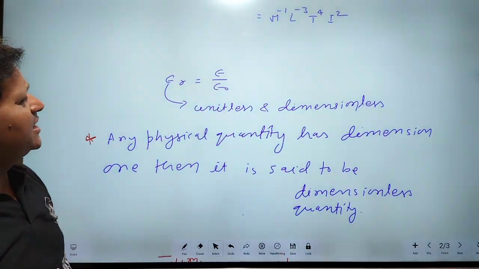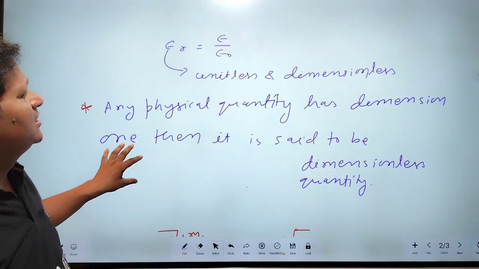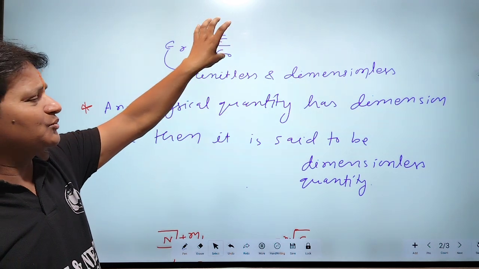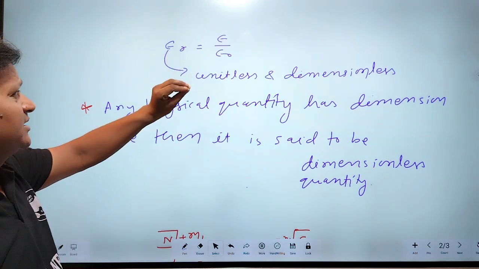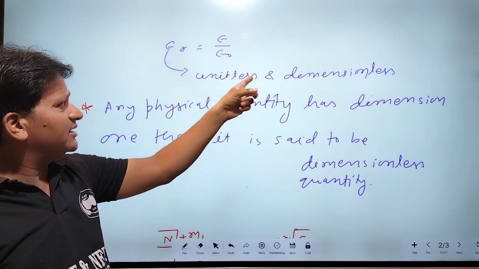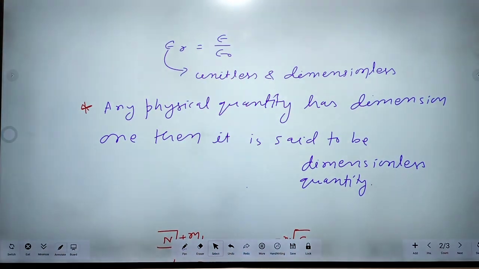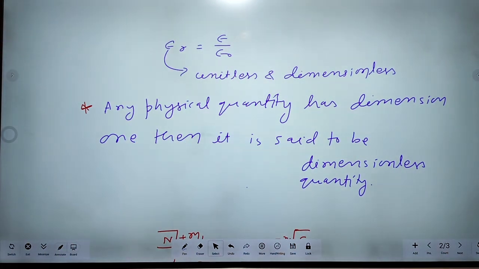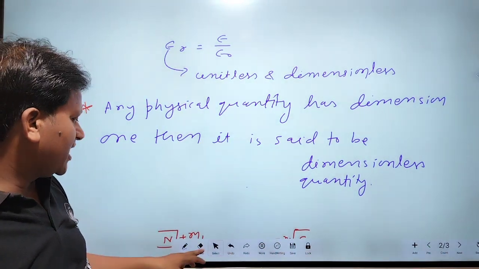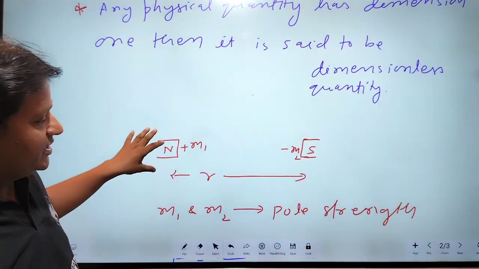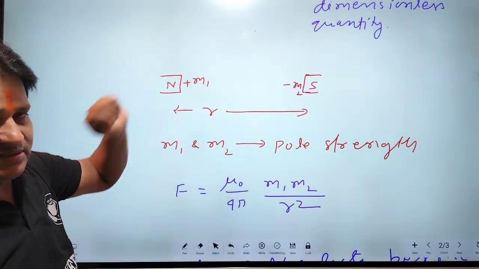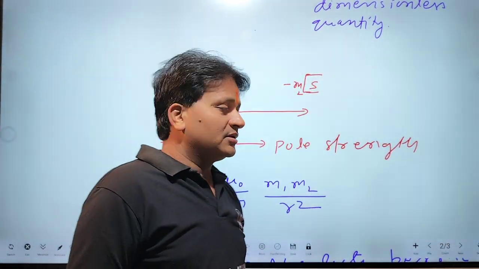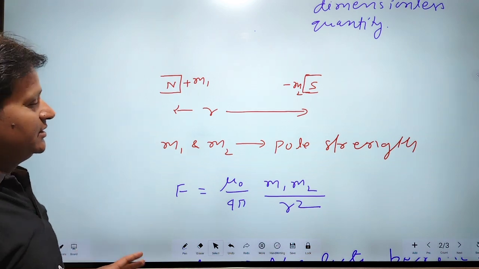It can be written as epsilon by epsilon naught. Both are similar. Therefore, both have same units, and therefore epsilon r is unitless and dimensionless quantity. Any physical quantity has dimension 1, then it is said to be dimensionless quantity. I have already discussed about this. Okay? If dimension is 1, therefore it will be dimensionless quantity.